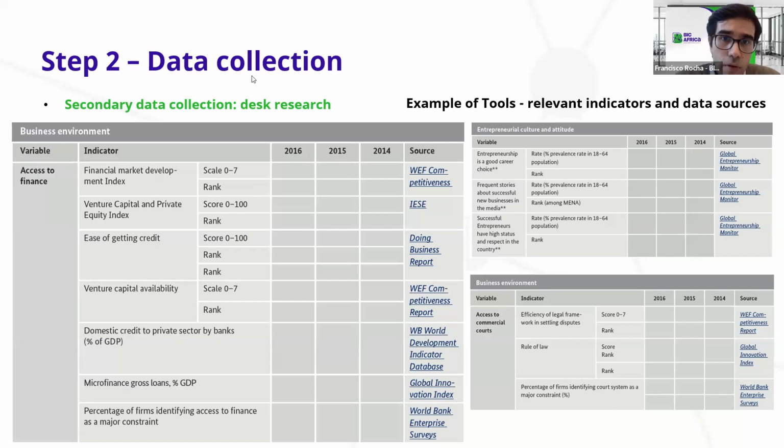For example, in terms of entrepreneurial culture and attitude, they include 3 variables that come from the Global Entrepreneurship Monitor report, and that you can take a look at and, of course, include and use for understanding and mapping your ecosystem, understanding, for example, how the entrepreneurial culture and attitude has been evolving in different countries or in different regions throughout a certain period of time.